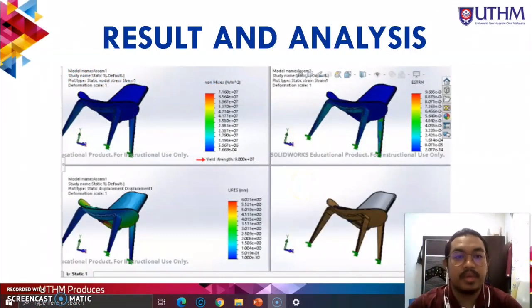My name is Muhammad Ahmad and I will continue the presentation with the results and analysis. For the simulation, we use SolidWorks 2019 simulation software, and we use the static study to simulate the shell chair. From the simulation, we are able to produce three different results, which are the von Mises stress, the static strain, and also the static displacement.